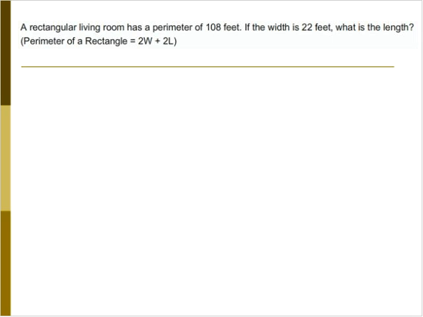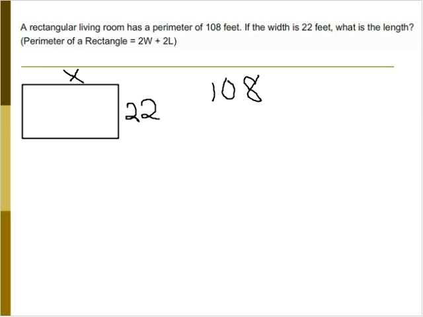So the first word problem we have says a rectangular living room has a perimeter of 108 feet. Right, so a drawing is maybe needed here to help you out. So if the width is 22 feet, so if it's 22 feet here, what is the length? All right, so we know the perimeter is when we add up all of our sides. So we have 2 times the width, so 2 times 22. We know that is 44. So perimeter, first of all, is 108. 2 times 22, I said, was 44. Plus 2 times the length, and we know the length is x.